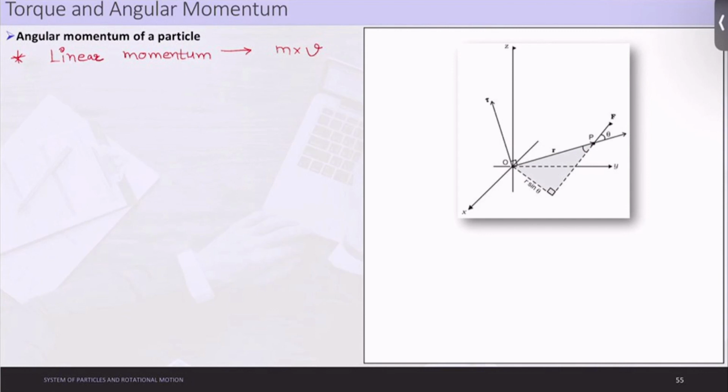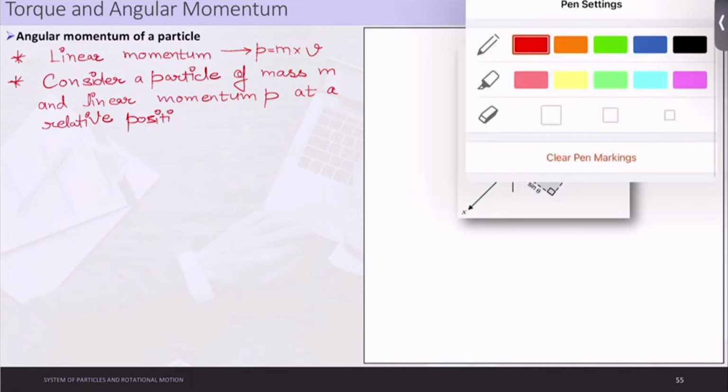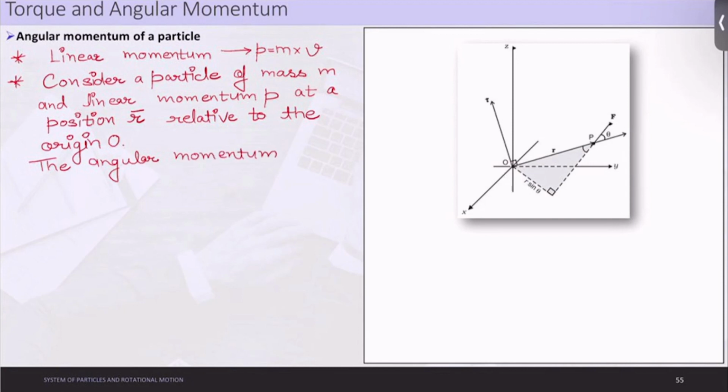Let us suppose, let me write this here. Consider a particle of mass m and linear momentum p, at a position r relative to the origin O. So what will be the angular momentum L of the particle?